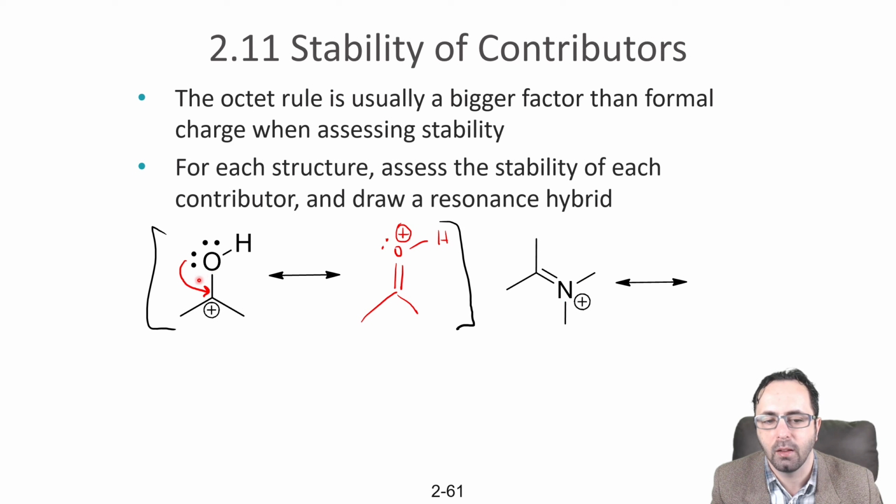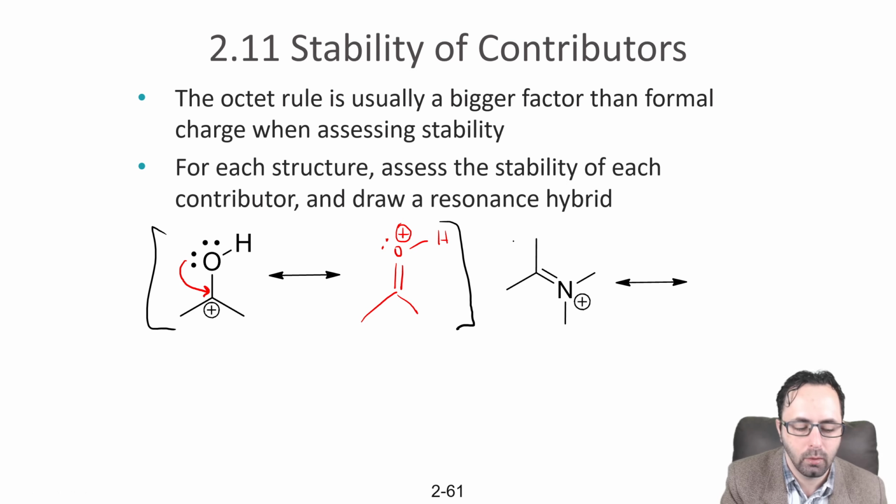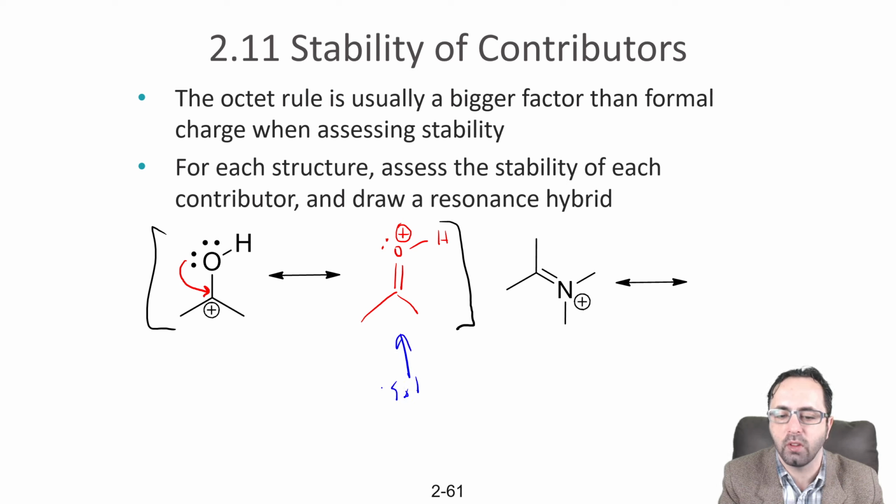It has 3 bonds and no lone pairs. So that's 6 electrons around it. That is not an octet. But once it has the double bond, now it has an octet, 4 bonds and no formal charge. This oxygen has a positive formal charge, but it also has an octet. 2 electrons here, 2 in this bond, 2 in this bond, that's 6, plus 2 more, that's 8. So this second one would be the more stable one.